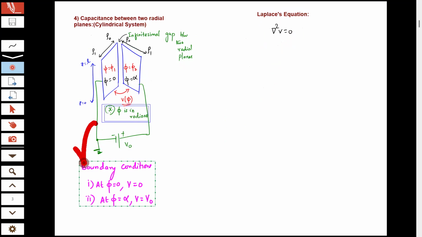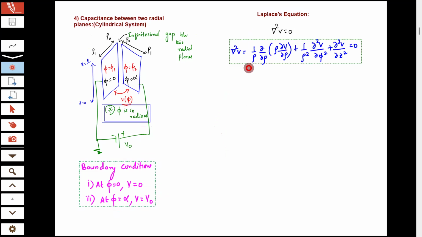We can write the boundary conditions from the supply connection, where the plate at angle phi equal to 0 is at a potential of 0, and the plate at angle phi equal to alpha is at a potential of plus V0. These two boundary conditions will be used to solve the Laplace equation to get the potential function of angle phi, which is in radians.